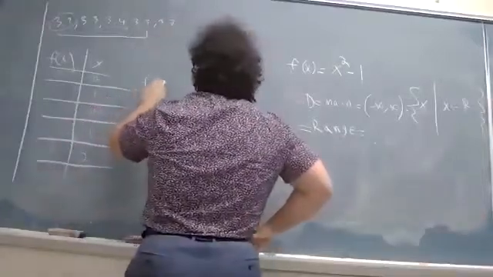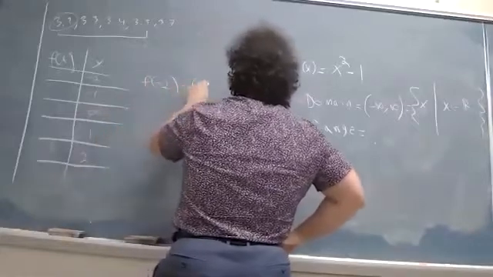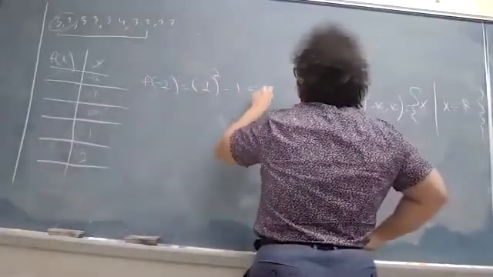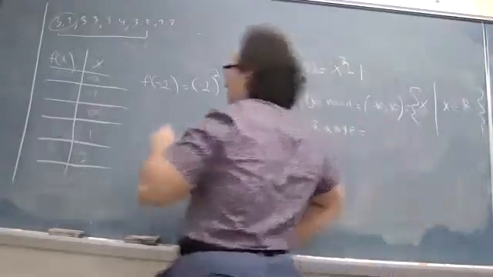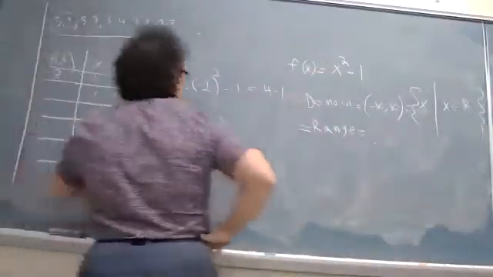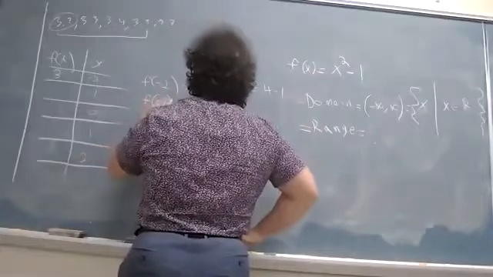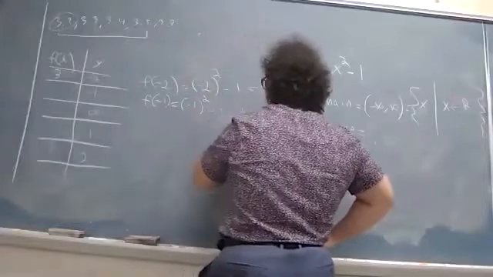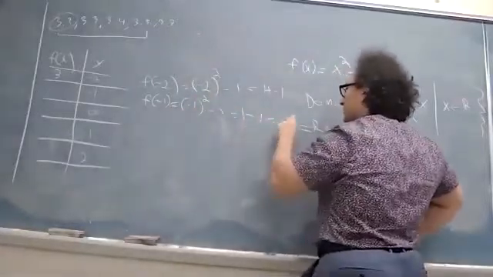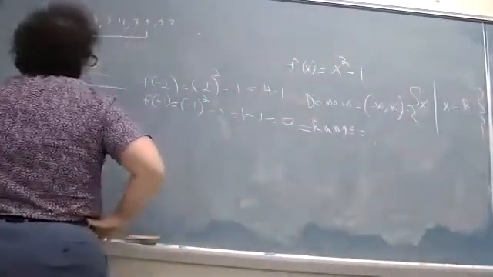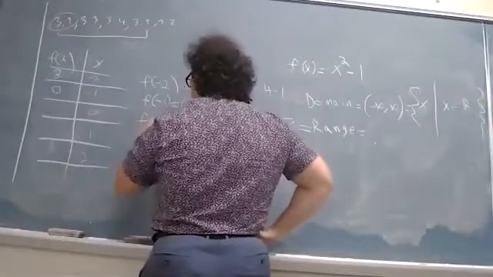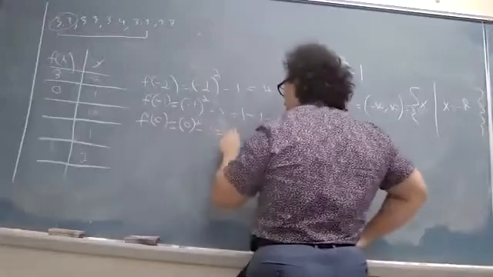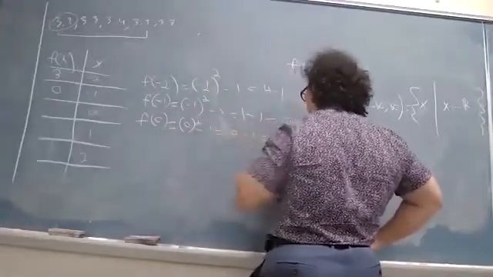Notice that f of -2 is the same thing as -2 quantity squared minus 1, which is the same thing as 4 minus 1. So that means over here we get a 3, because that's what 4 minus 1 is. What's f of -1? Well, that's -1 squared minus 1, which is just 1 minus 1, which is 0. So I go over here and I put a 0. What is f of 0? Well, that's just 0 squared minus 1, but that's just 0 minus 1, which is minus 1.